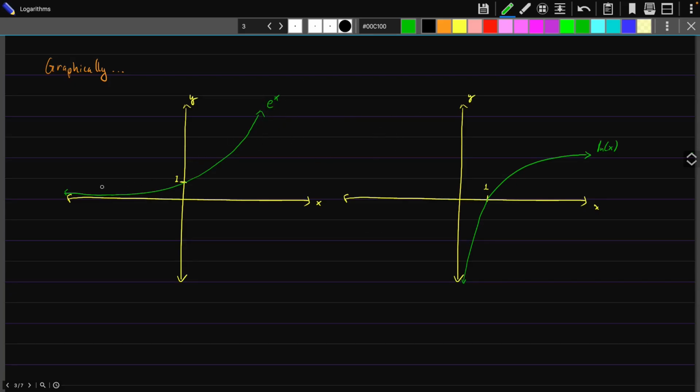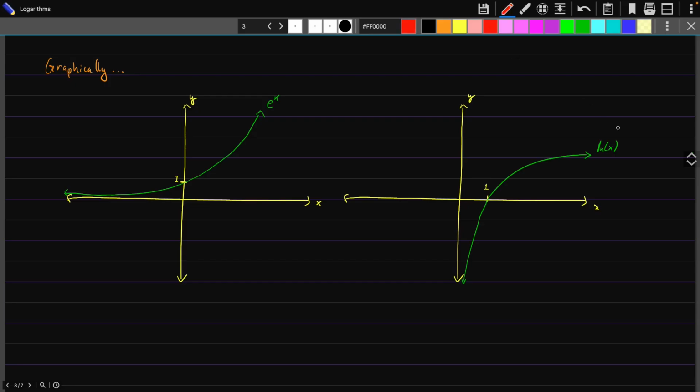So what's going on here is that as x grows negative, the curve really closely approaches the axis. It gets infinitely close to the axis. Same thing with the logarithm, but instead of x growing negative, it's y growing negative. So as y grows negative, the logarithm gets infinitely close to the axis here. And same thing here, as y grows positive, the logarithm grows infinitely quickly. Same as the exponential function, but for x, right?